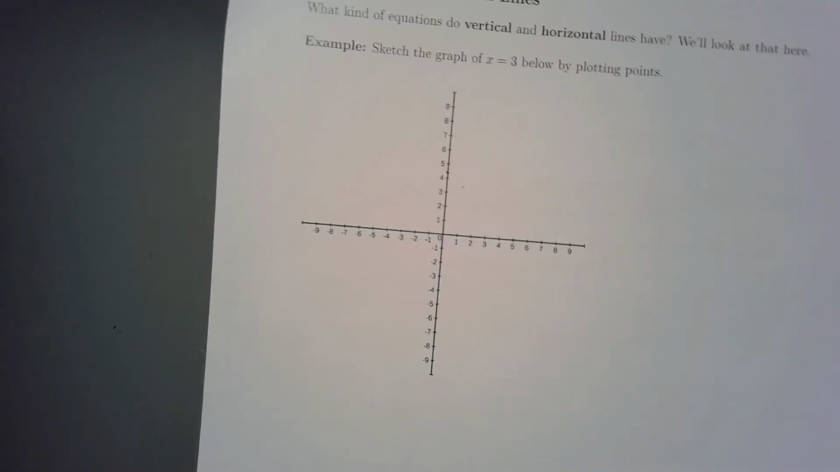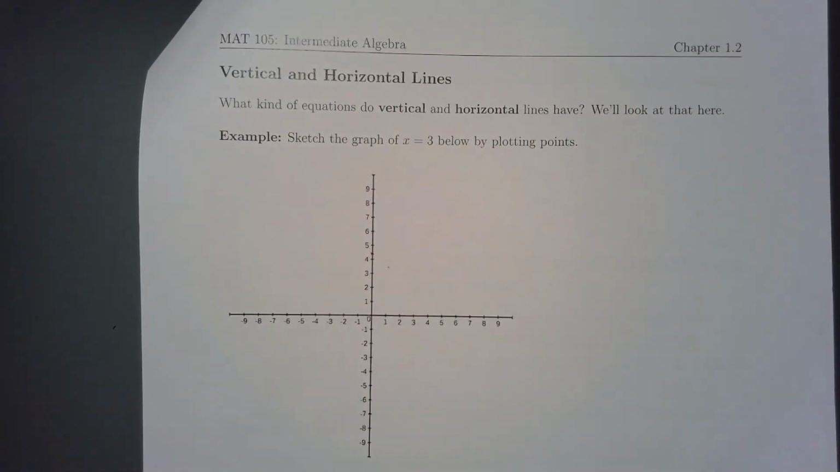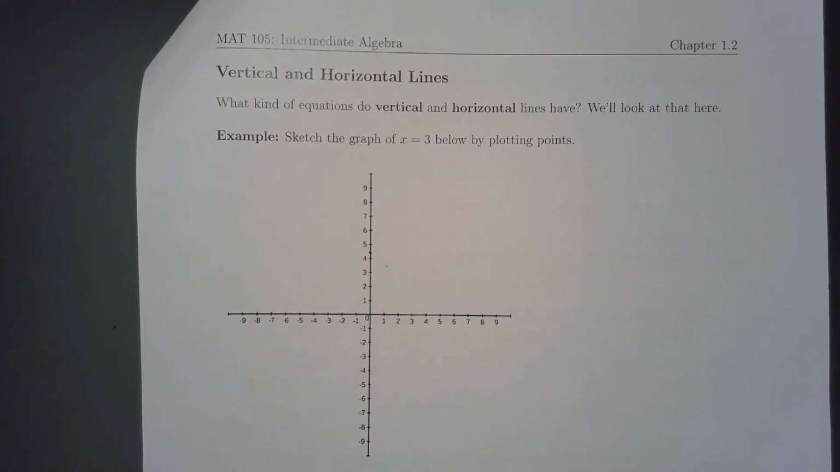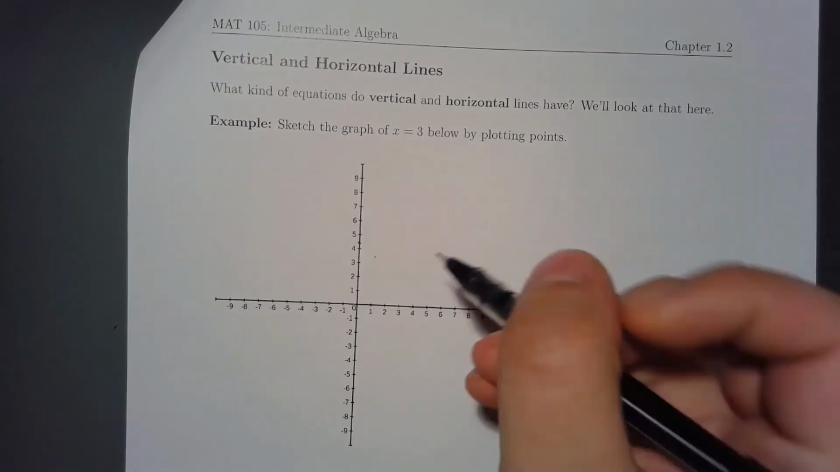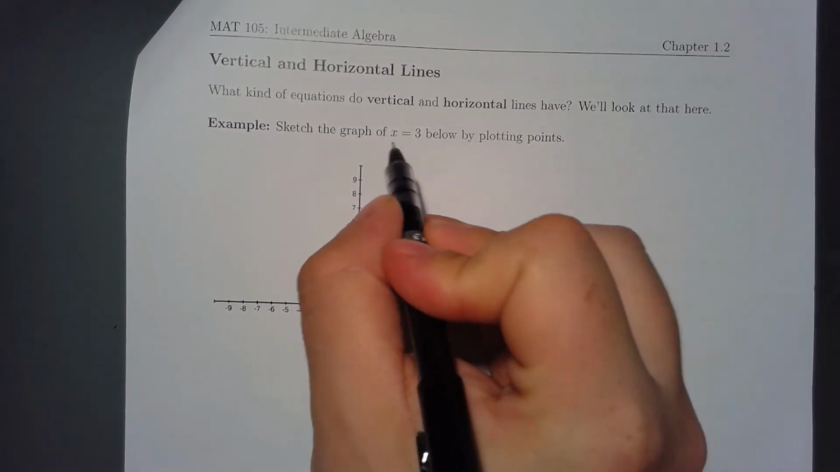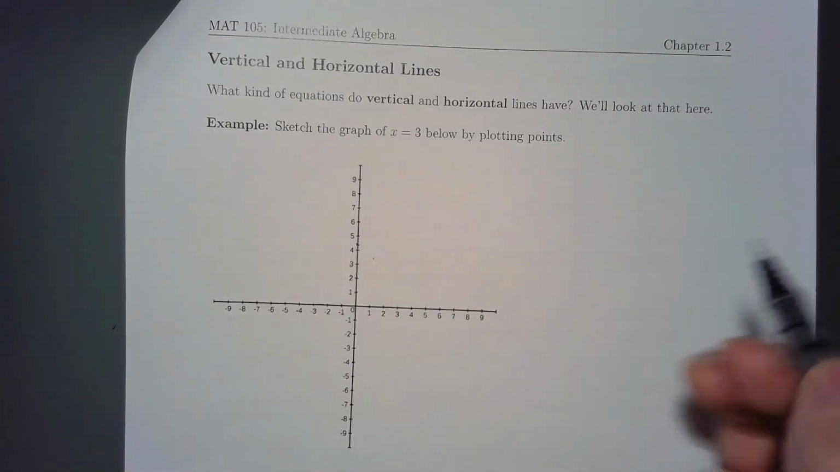Okay, on page 5, I want to look at 2 particular lines, horizontal and vertical lines, or vertical, horizontal. It doesn't matter what order we look at them. So in this example, I want to sketch the graph of x equals 3 by plotting points. All right.